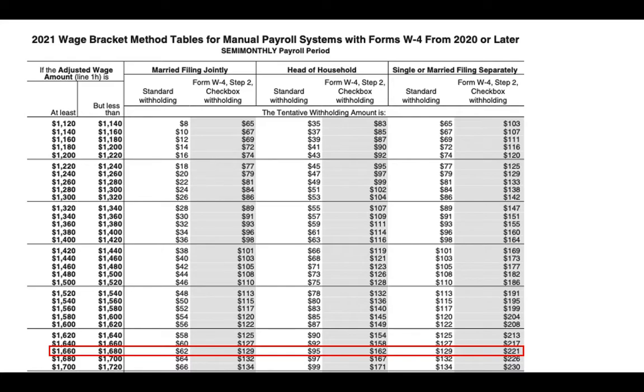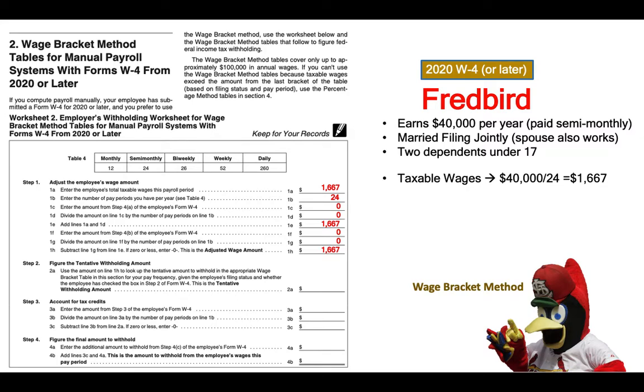We're married filing jointly in this scenario, but even within that, we have 2 different columns to choose from. Standard withholding, or Form W-4 Step 2 with the box checked. And that's what we saw on Fred Bird's W-4. He had checked the box under step number 2. And so we're going to use the grayed out column. And so our tentative withholding amount here for Fred Bird should be $129. So we put that here in 2A.